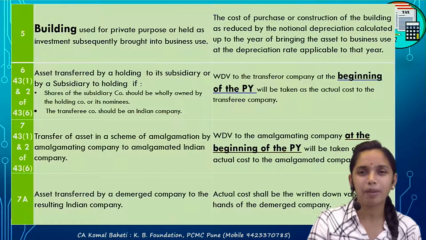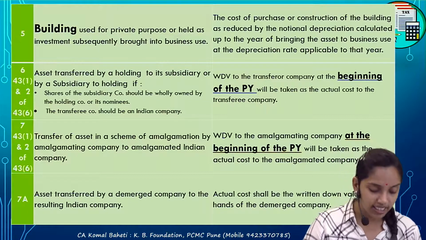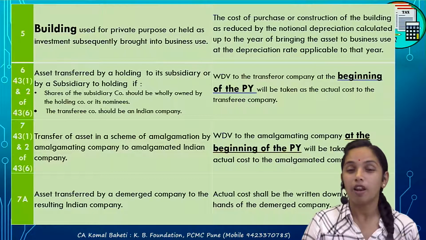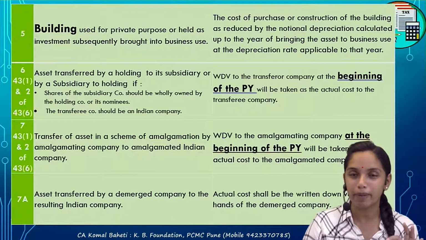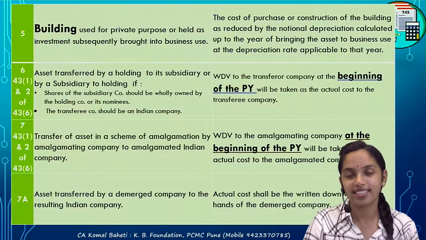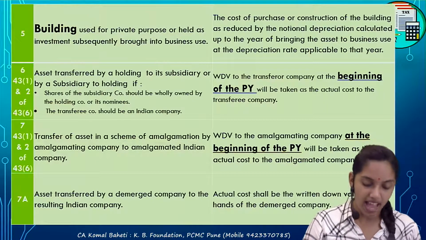The same is applicable vice versa, subsidiary to the holding. What is the condition over here? The subsidiary should be a 100% subsidiary. Well, all the shares of the subsidiary should be held by the holding, and the transferee should be an Indian company. Means if a holding to subsidiary transaction is there, the subsidiary should be an Indian company. If subsidiary to the holding transaction, the holding should be an Indian company. Then only this section would be applicable.